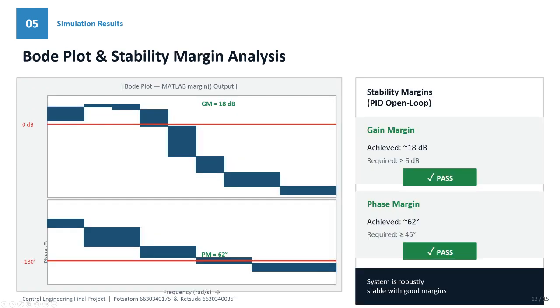Beyond just looking at the graphs, we had to ensure the system is safe and robust for real-world use. Our stability analysis using the Bode plot confirmed that the PID system has a gain margin of 18 decibels and a phase margin of 62 degrees. These margins are well above the standard requirements of 6 decibels and 45 degrees. What this means in practice is that our design is robustly stable. It can handle small changes in mass or unexpected friction without becoming unstable or losing performance.